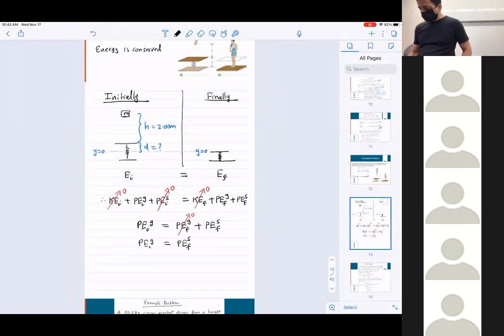And so now what do I do for this? Well, the gravitational potential energy is mgy. But anyone see what I will put for y here?